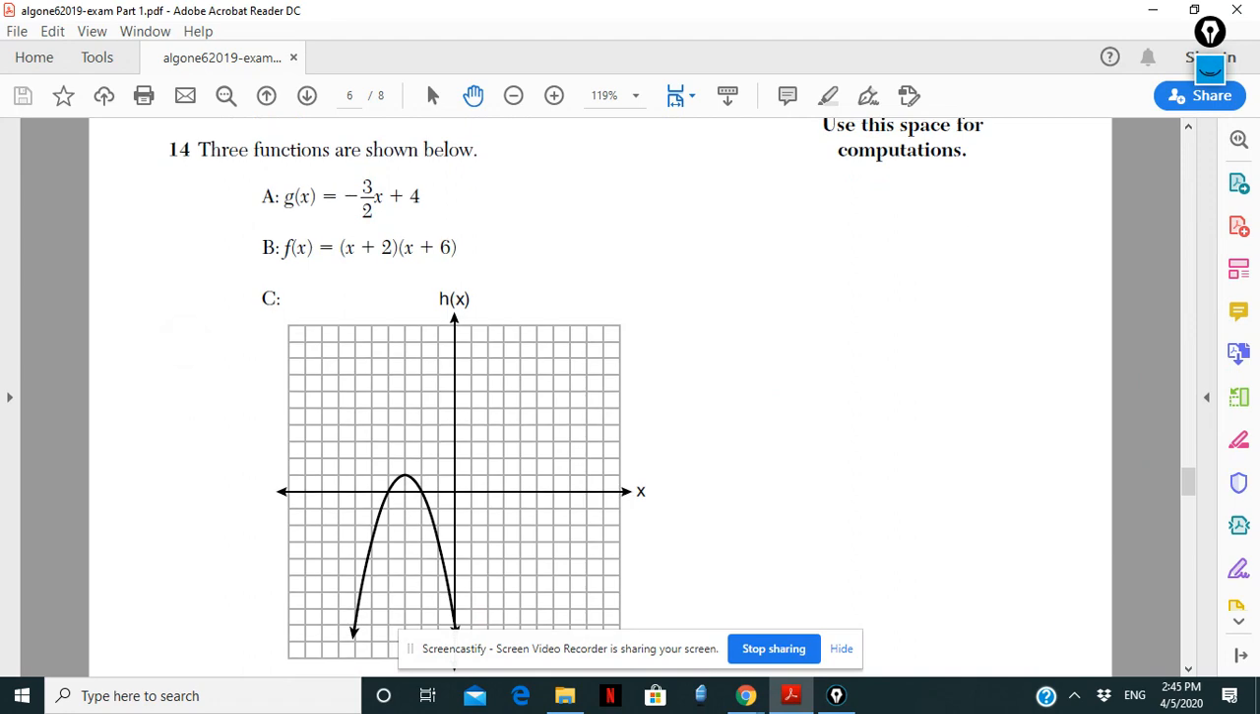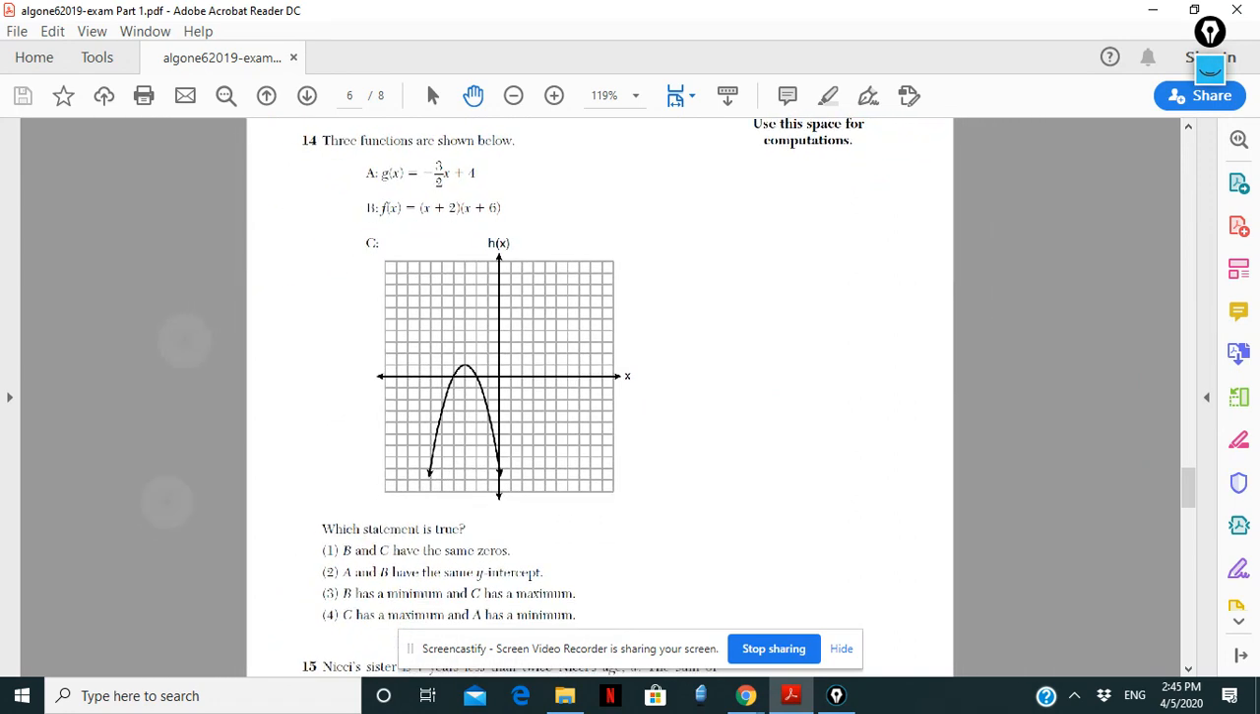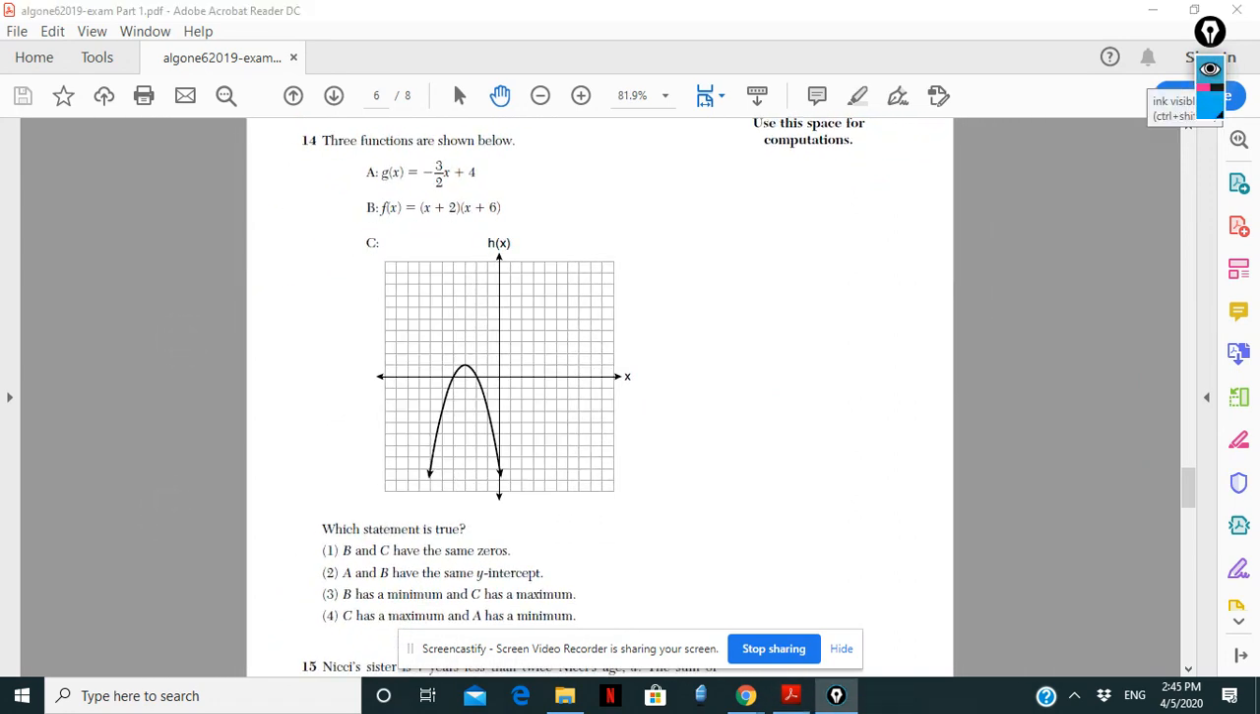Question number 14. We have 3 functions. Function A, g(x) equals negative 3 over 2x plus 4. Function B, (x + 2)(x + 6). And we have function C, which is graphed. First, what are the zeros for this equation?